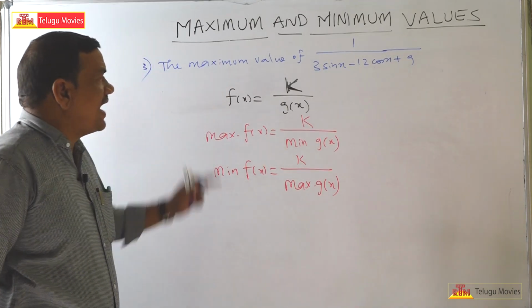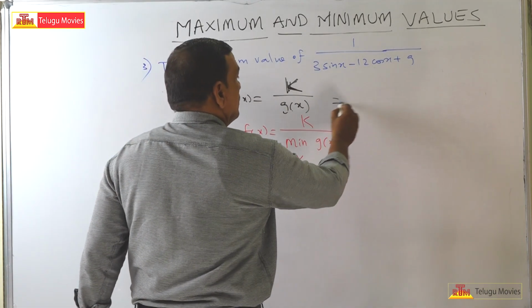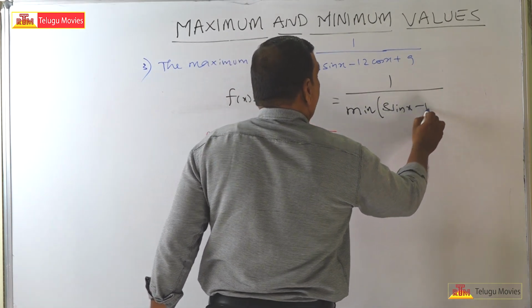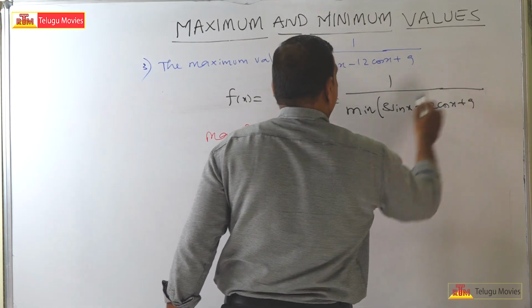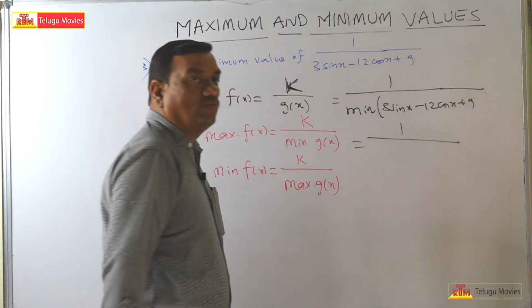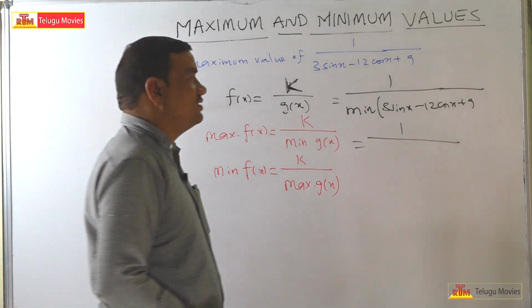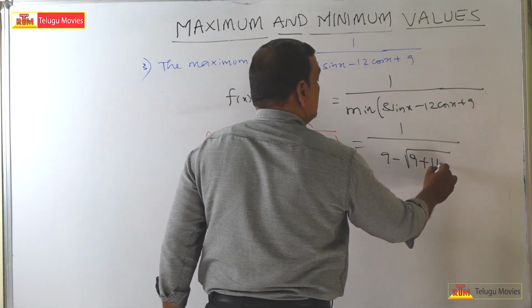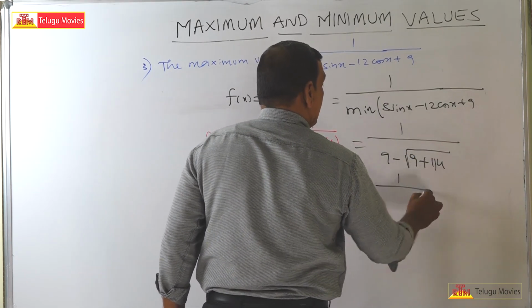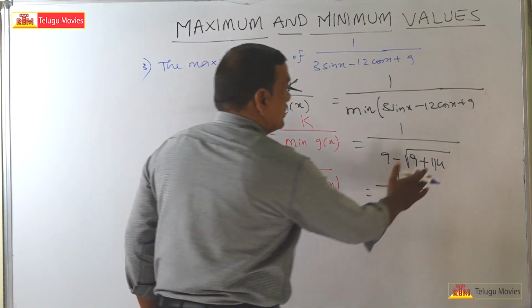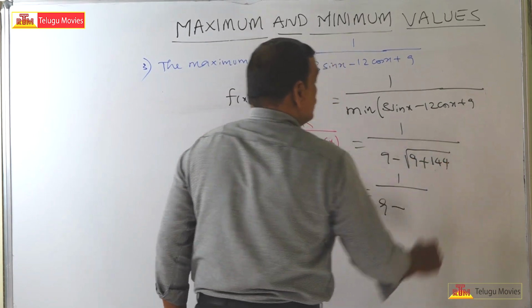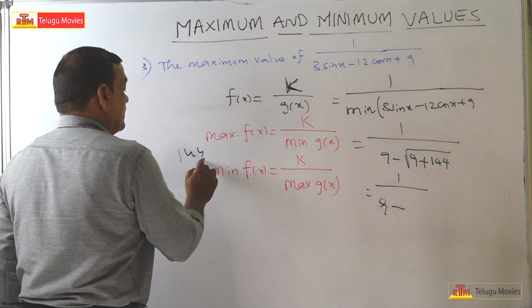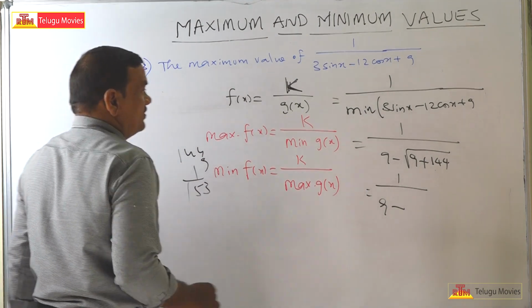Now, coming to here, the maximum value of this function is the same as 1 upon the minimum value of 3 sin x minus 12 cos x plus 9. That is 1 by, what is the minimum value? Minimum value means c minus root of a square plus b square. C means 9, a square means 9, b square means 144. So 1 by 9 minus root of 144 plus 9. How much? 144 plus 9 is 153.